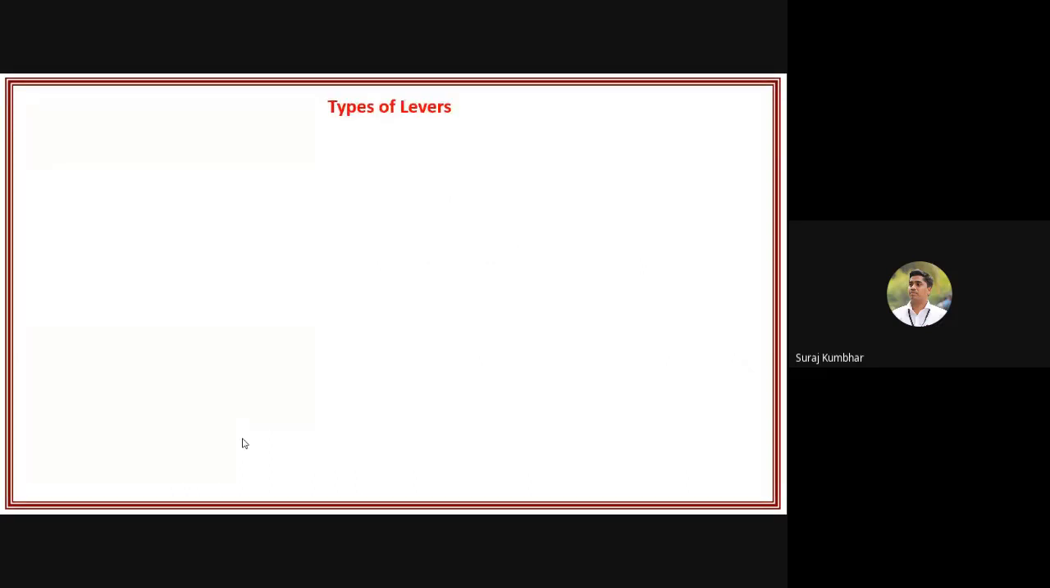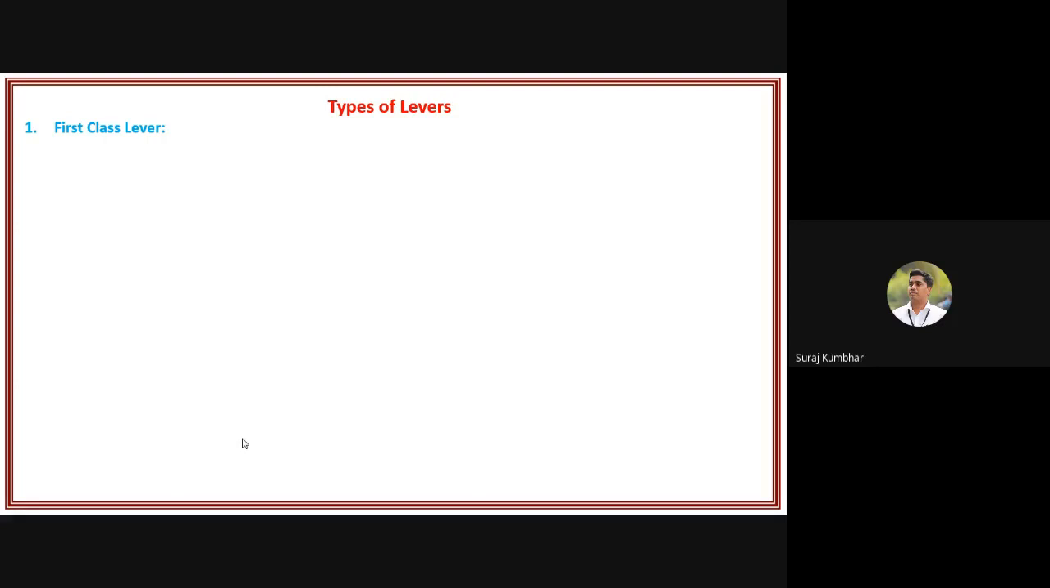Now the next part, the types of a lever. There are various types of a lever, we will see them one by one. The first type is the first class lever, or first order lever, you can say. So what is meant by first class lever?